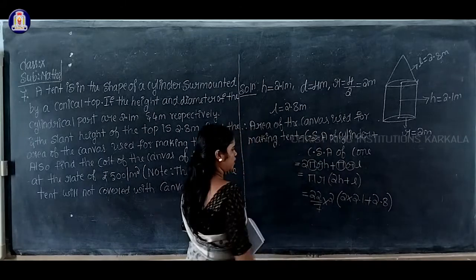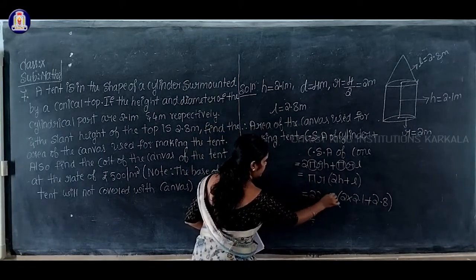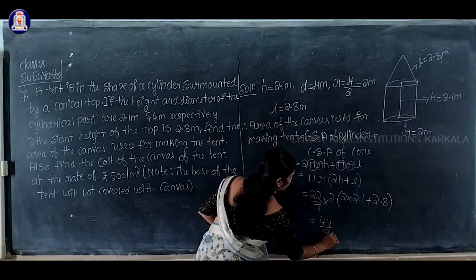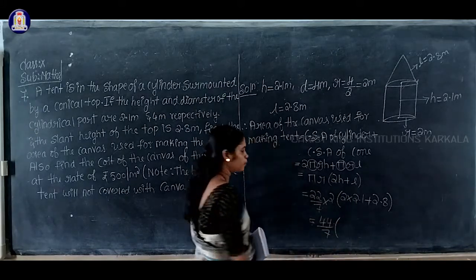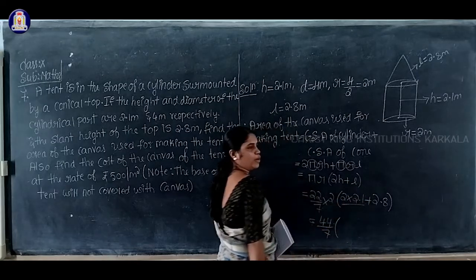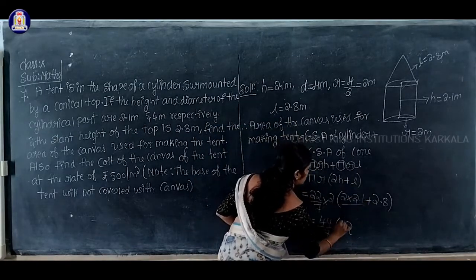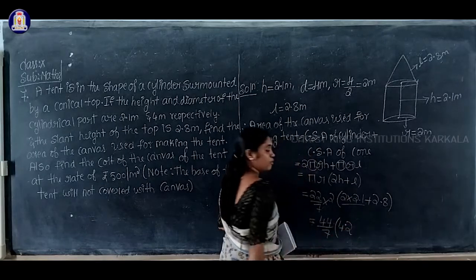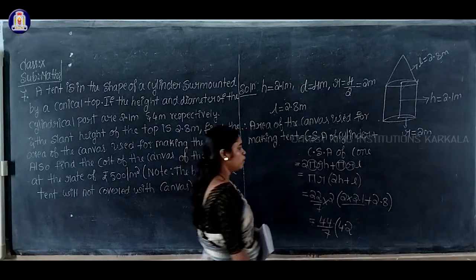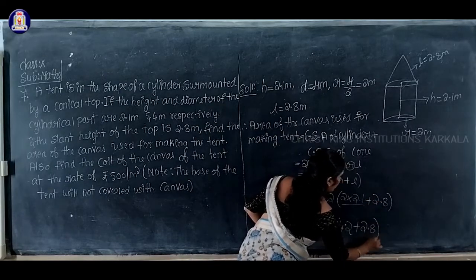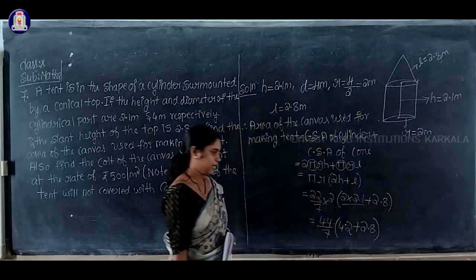2.8, right? Okay. Now this is equal to 22 into 2 equal to 44. So 44 by 7 into 2 into 2.1 equal to how much? 2 ones are 2, 2 twos are 4. So I will get 4.2, okay, plus 2.8. 4.2 plus 2.8. Okay.